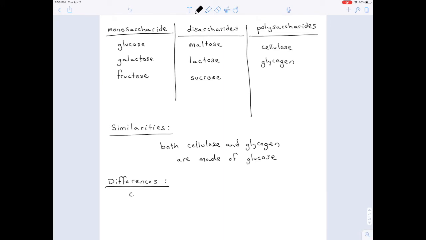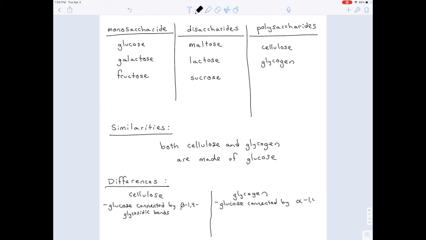So here we have cellulose, and then let's contrast that with glycogen. So cellulose, first, the glucose units are connected by beta 1,4 glycosidic bonds. In glycogen, the long strings of glucose, each glucose is connected to the next one by alpha 1,4 glycosidic bonds. In cellulose, there's little to no branching.